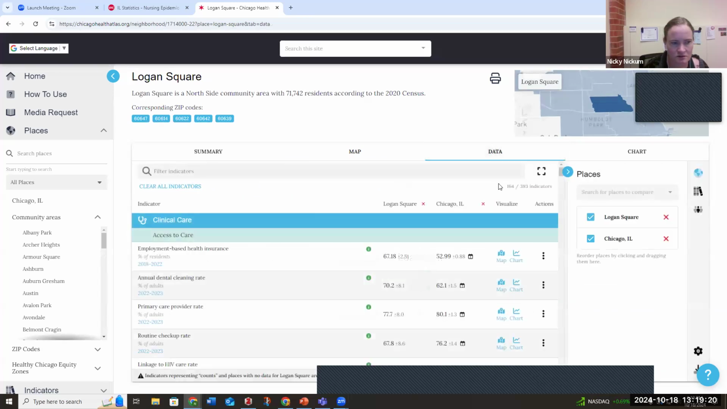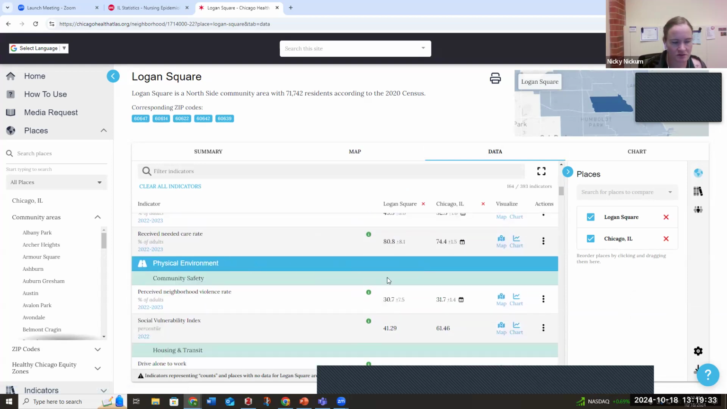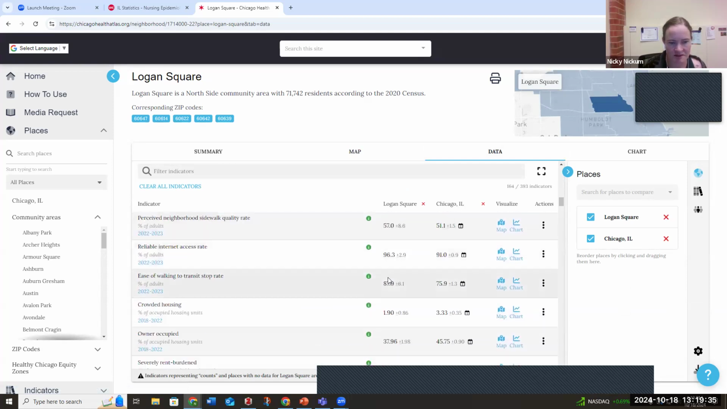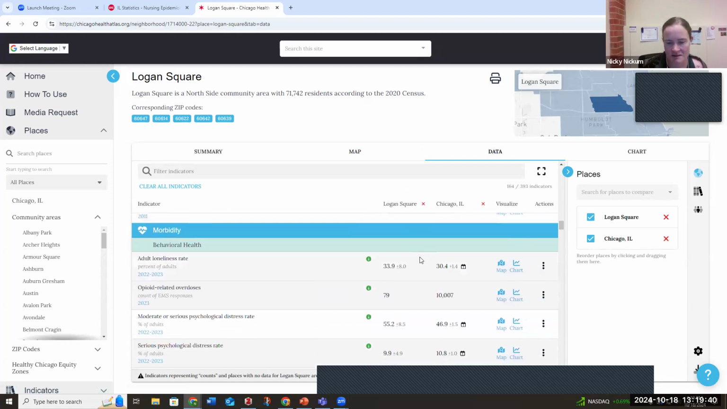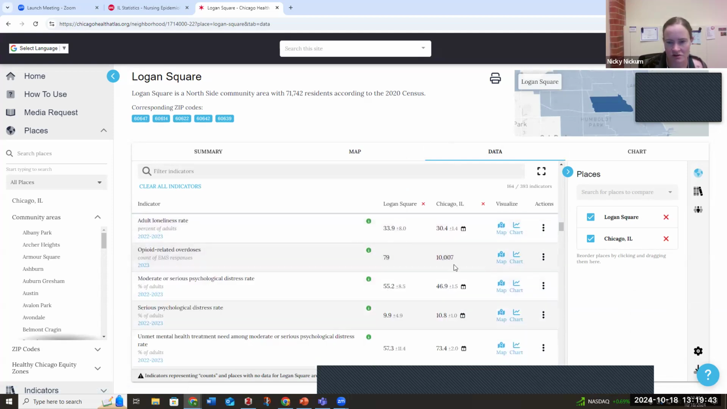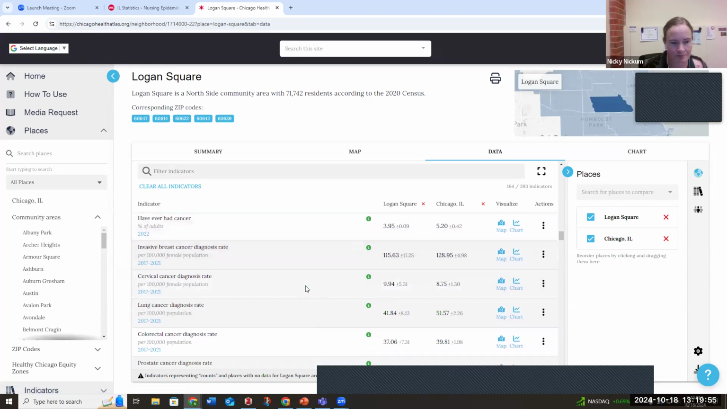Data. Now there's a lot here for data. Okay, clinical care, physical environment, housing and transit, pollution, and in all instances, it is comparing Logan Square to the city overall. And we have the date here in the sidebar. Now you notice some of these are a little bit older. That's because of the time it takes to collect and organize the data.